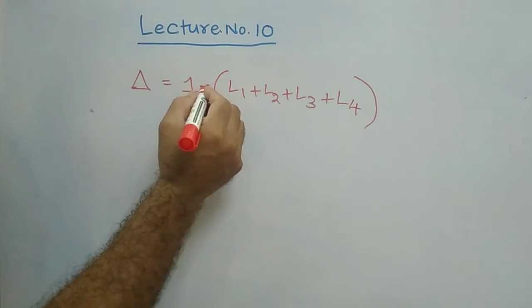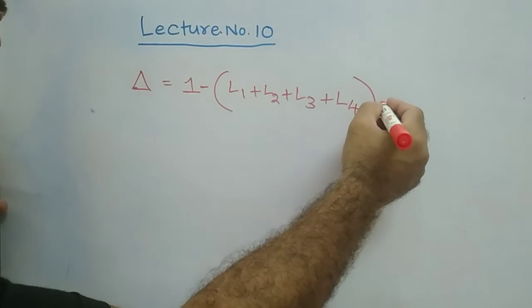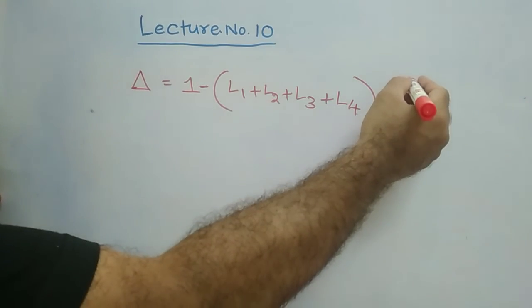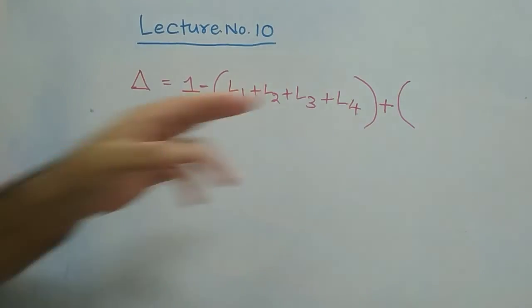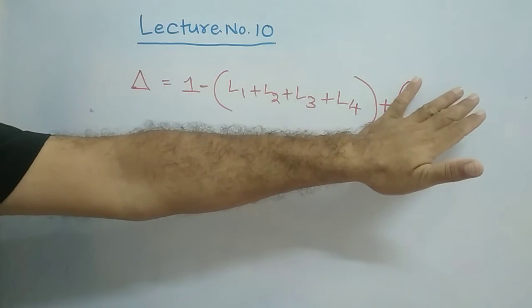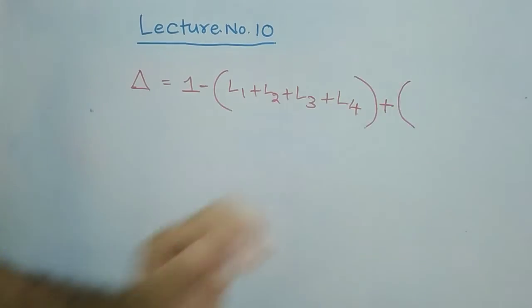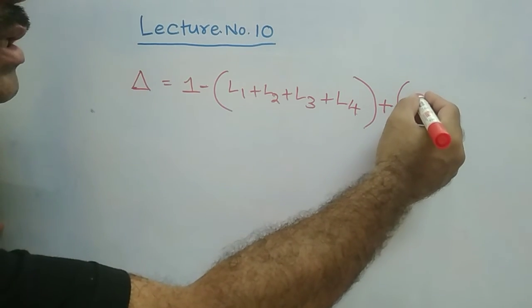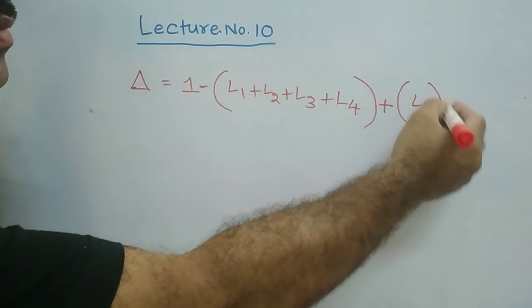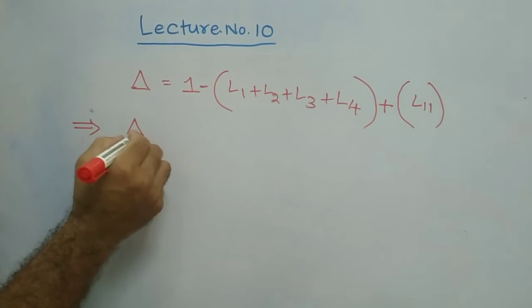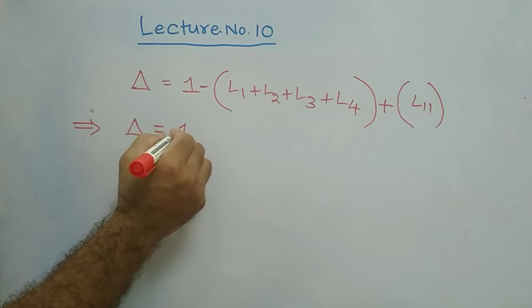Then minus, and now the second term comes with plus. Here we have seen the sum of products of gain of all possible combinations of two non-touching loops. So you have one combination of two non-touching loops, which we have considered as L11. That's all. Now simplify, substitute all known values here.